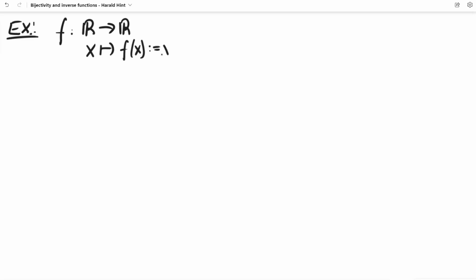This video is about bijectivity of a function and the calculation of the inverse function of a given function. So we start with an example. The function maps from the real numbers to the real numbers and is defined as f(x) = x squared plus 1. Looking at the sketch, we want to find out: is the function bijective or not?